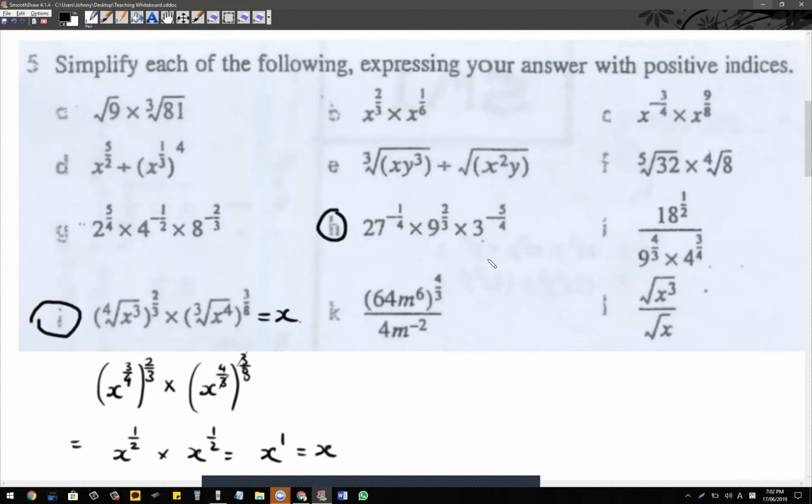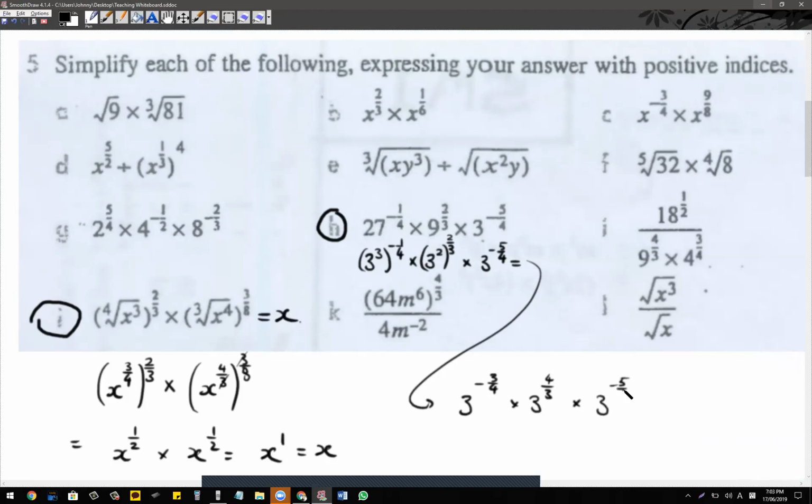Okay. So this one is 3 to the power of negative quarter, right? 9 is 3 squared, to the power of 2 on 3, and 3 to the power of negative 5 on 4. So this is equal to, let me just write it here, 3 to the power of negative 3 on 4, because it's 3 times negative quarter. And then 3 to the power of 4 on 3, and then negative 5 on 4.